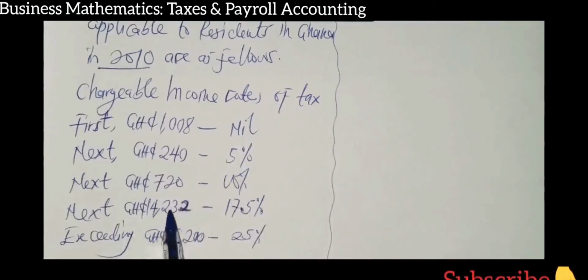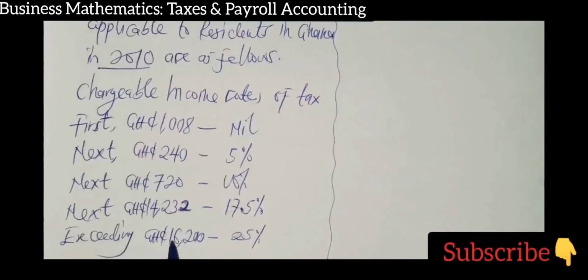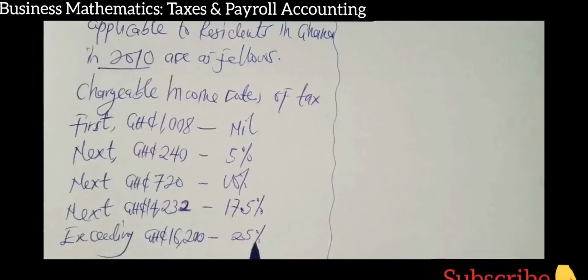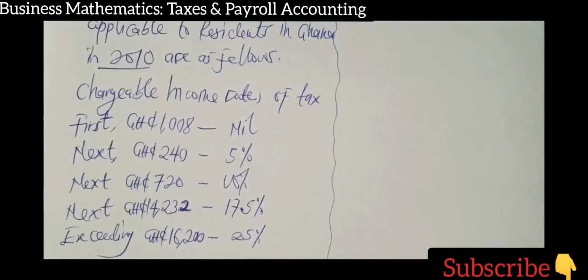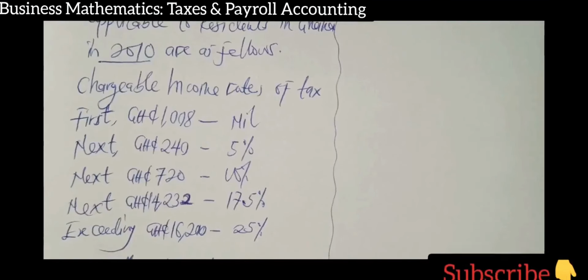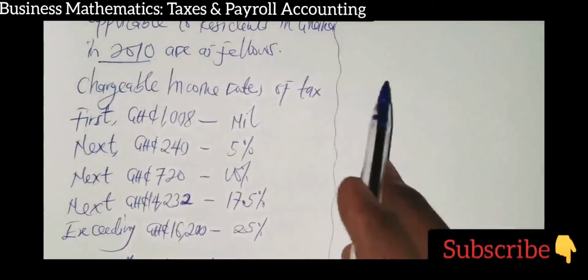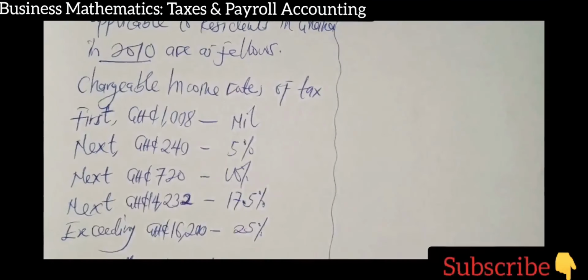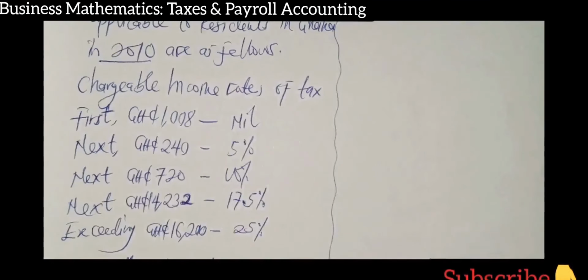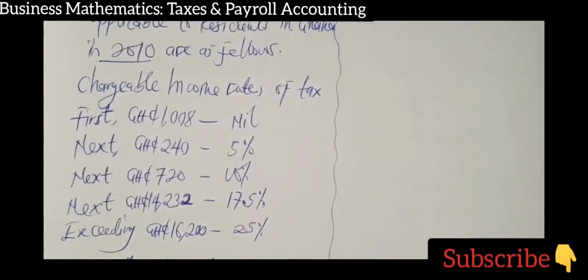14,232, 17%, then exceeding 16,200, you pay 25%. So that was for the year 2010. This one was for a resident in a country like Ghana. But the non-residents were paying a flat rate of 20%.